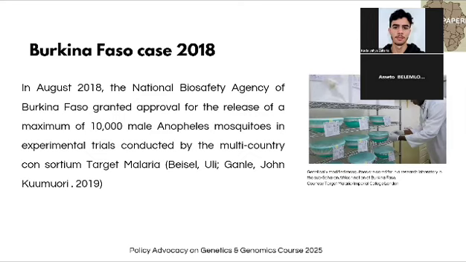The National Biosafety Agency approved the release of up to 10,000 genetically modified Anopheles mosquitoes as a part of the Target Malaria Project. But while this project was conducted under scientific supervision, it sparked public concern about transparency, trust, and long-term consequences, as Basil and Ganel in 2019 pointed out that communities often felt that their voices were not fully heard. This shows that social trust and governance are as important as scientific progress, and shows there is a lack of communication between African people and these advances in genetic technologies.